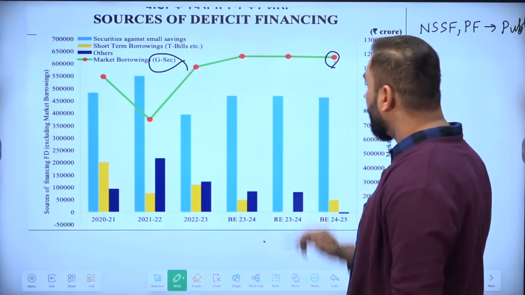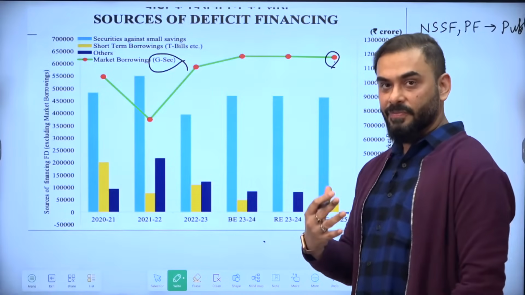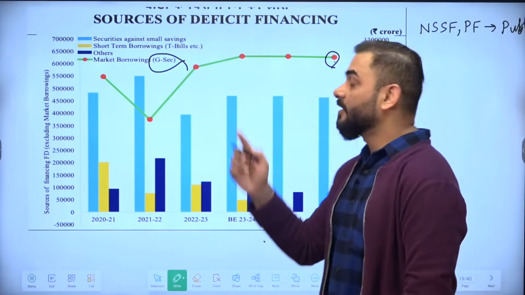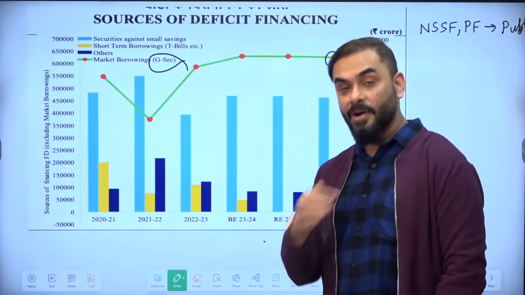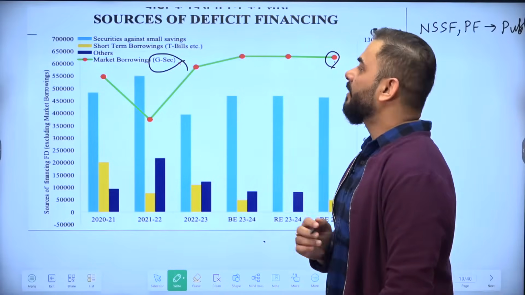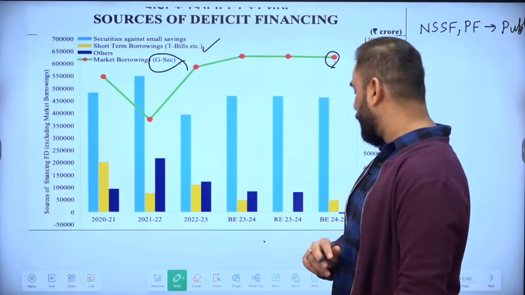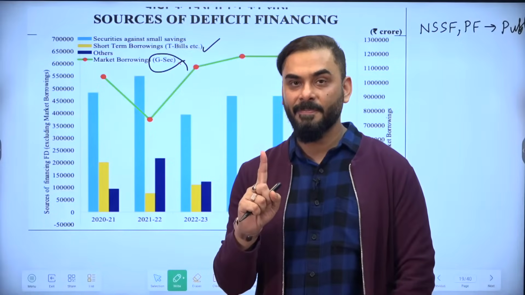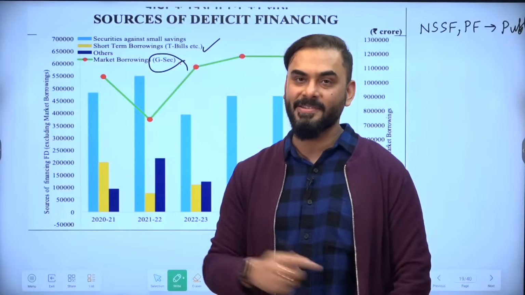This is market borrowing. Government securities is the highest, which means amongst various sources of borrowing, the money that the Government of India gets by selling government securities or government bonds is the highest. This is called market borrowing. Similarly, there is short-term borrowing through treasury bills also. Treasury bills is a very small portion. Treasury bills are for less than 1 year. When the government borrows for less than 1 year, that's treasury bills.